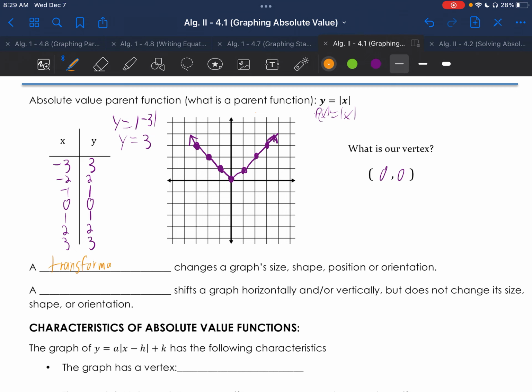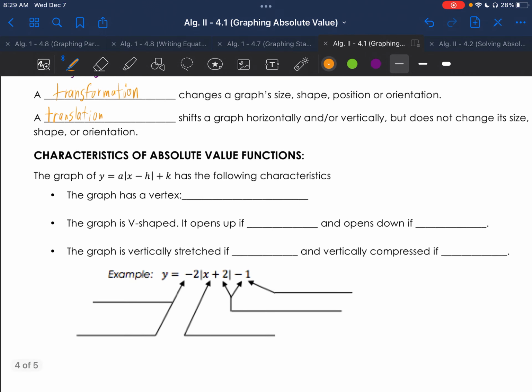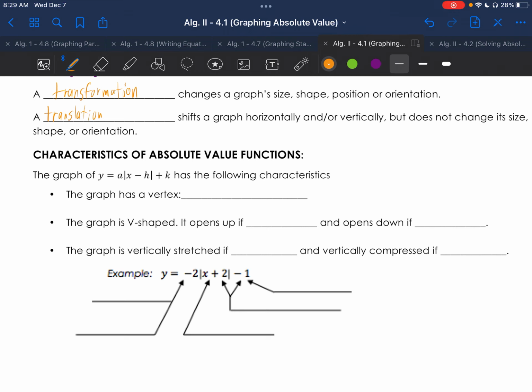All right, so now some vocab again. A transformation changes a graph's size, shape, position, or orientation. So it'd be like the reflection, the stretch, compress, anything like that. Whereas a translation shifts a graph horizontally and/or vertically. So that's like the up, down, left, right stuff. But it doesn't change the size, shape, or orientation. So it doesn't change how big it is, which way it's facing, any of that stuff. And those are actually the vocab words that we had last chapter as well, so we're going to continue to use those.